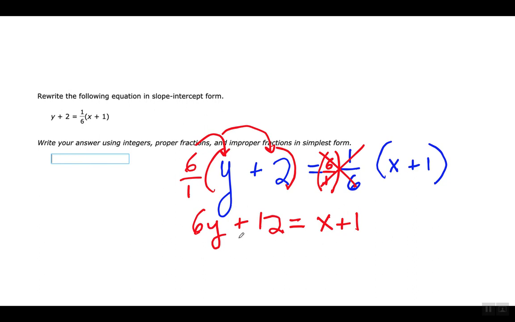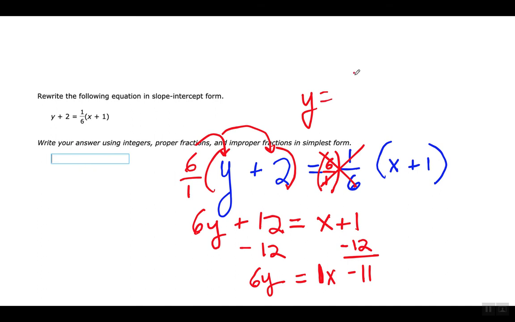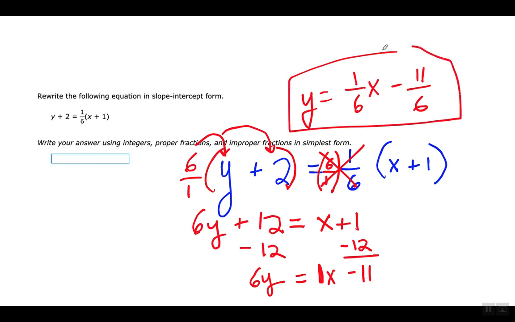Okay, now I'm just going to move the 12 to the right by subtracting it from both sides, which will give me x minus 11, 6y. And now move the 6 and divide by 6. Ahora voy a mover el 6 y dividir por 6. Remember, there's an invisible 1 right here. Recuerden que hay un 1 invisible aquí. So I'm going to have y equals 1 over 6x minus 11 over 6. And that's my answer. Esa es mi respuesta.